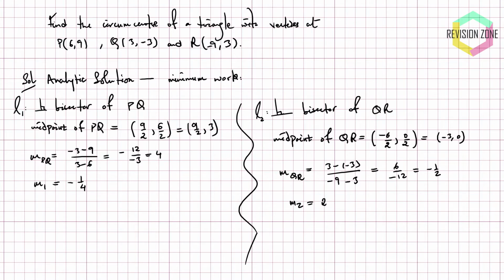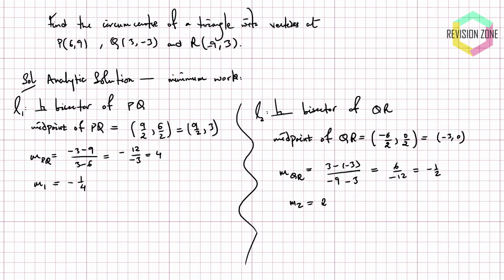And again, we're going to apply the change in y over change in x formula. So my x1, y1 is 6, 9. My x2, y2 is 3, minus 3. So y2 minus y1 is minus 3 minus 9. That checks out. And then x2 minus x1 is 3 minus 6. That also checks out. And that simplifies to give me 4. Again, I will leave you to check that the gradient of the segment QR is actually minus a half.